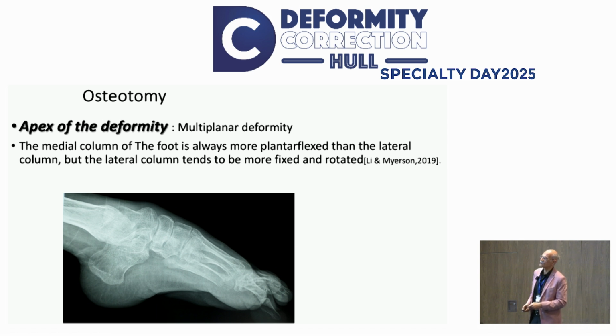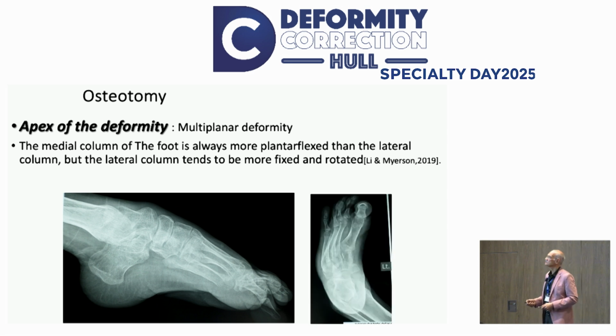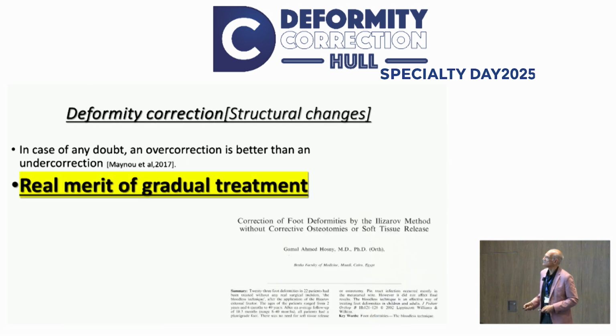This is an apex of the deformity, but there is another apex here. So you have to do a wedge osteotomy here to correct the drop of the first metatarsal. Deformity correction: how to correct the deformity or the structural changes, especially in neglected cases. In case of any doubt, overcorrection is better than undercorrection.